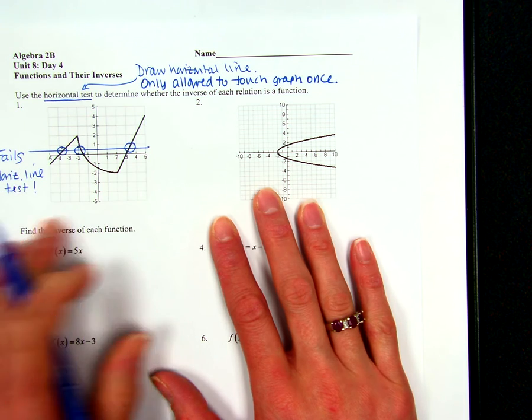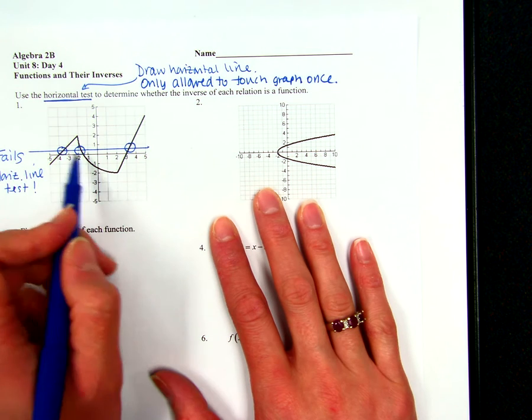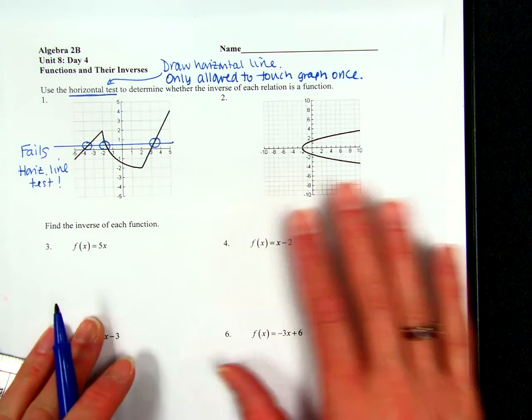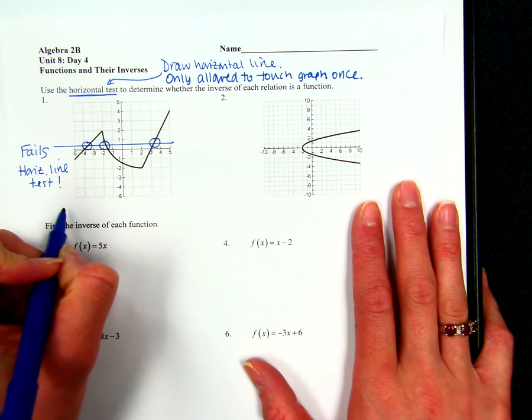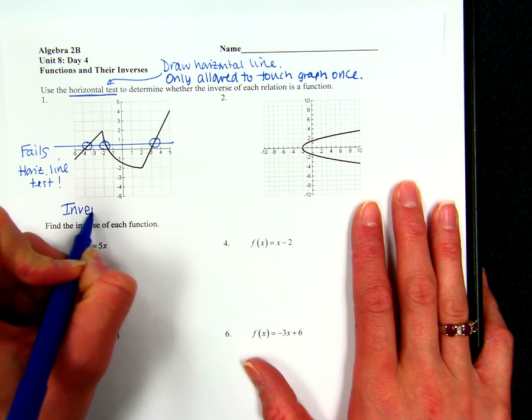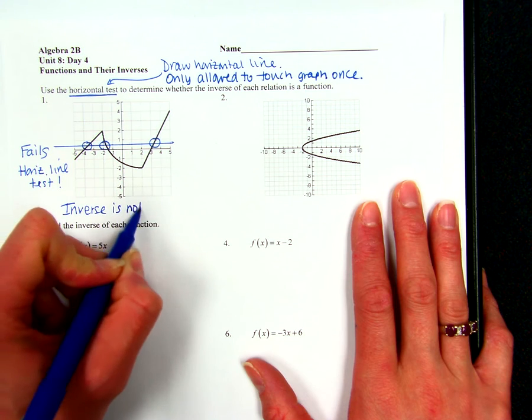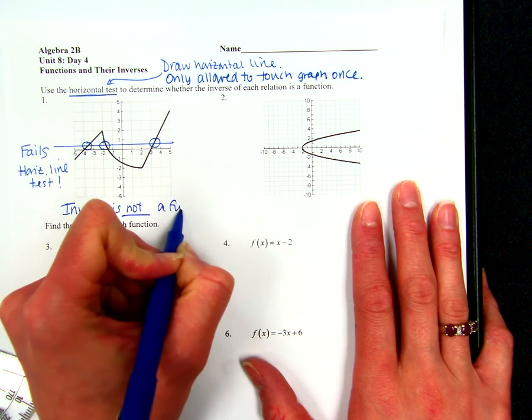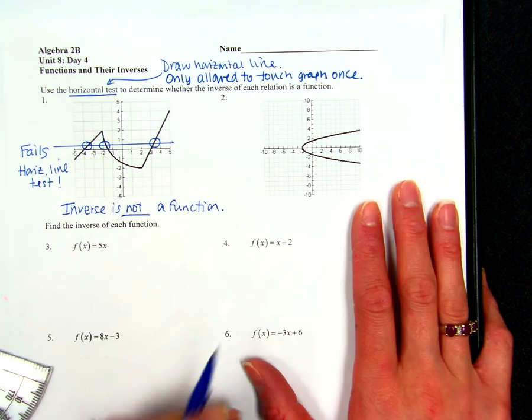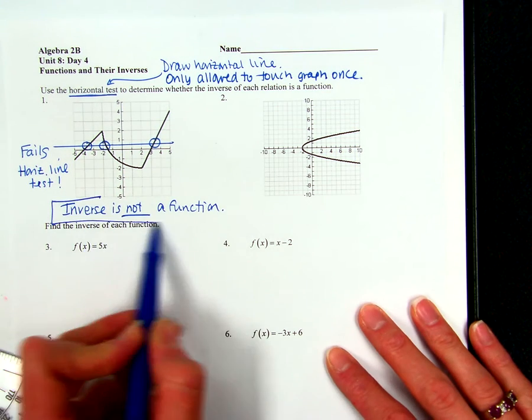Okay, so since this fails the horizontal line test because it touches 3 times, then the inverse is not a function. Okay, so that's the answer to the problem.